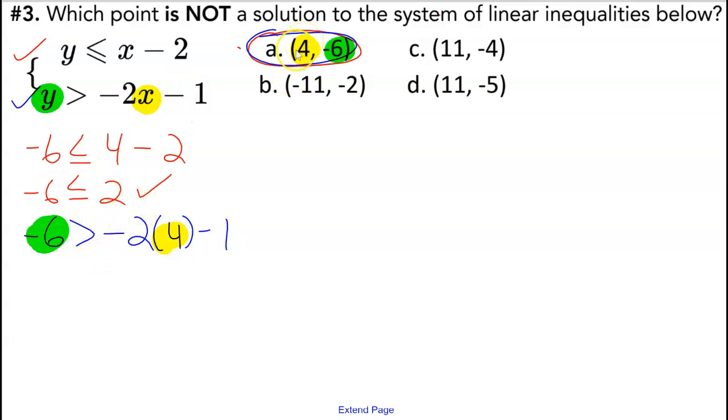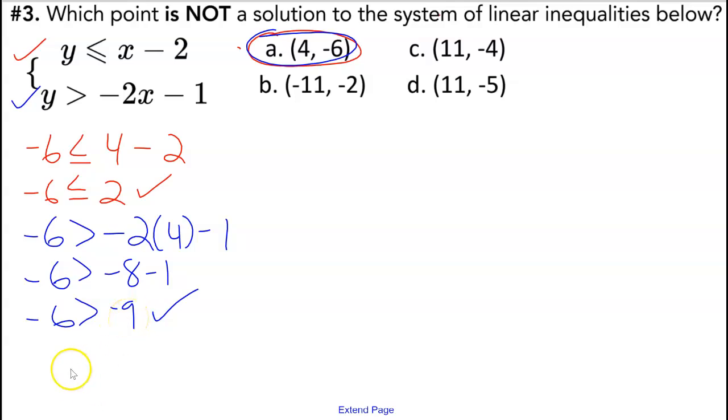So I plug in 4 and -6 into this one. 4 times -2 gives me -8, and -8 minus 1 gives me -9. Now I check: is -6 greater than -9? Yes, -6 is greater than -9 because it's closer to 0. You would rather owe $6 than owe $9. So in this situation, they're both true. This is a solution for both of these, so that is not the one. We have to keep going.